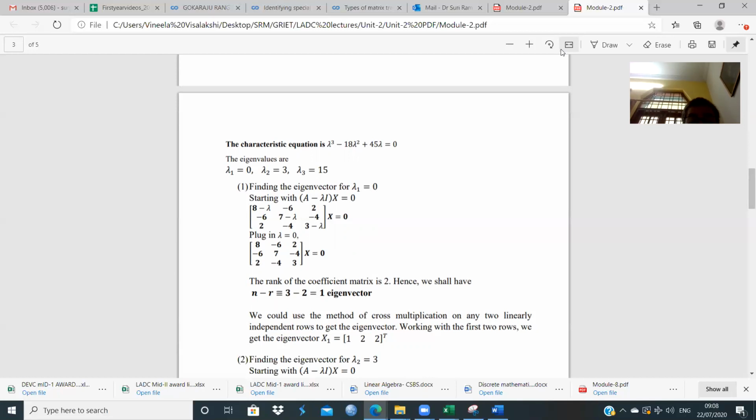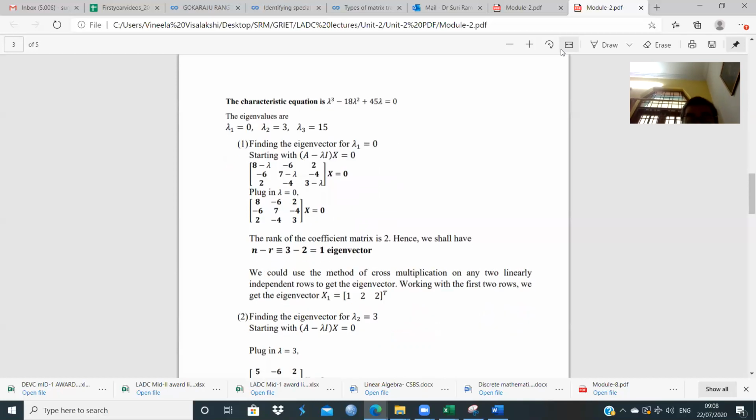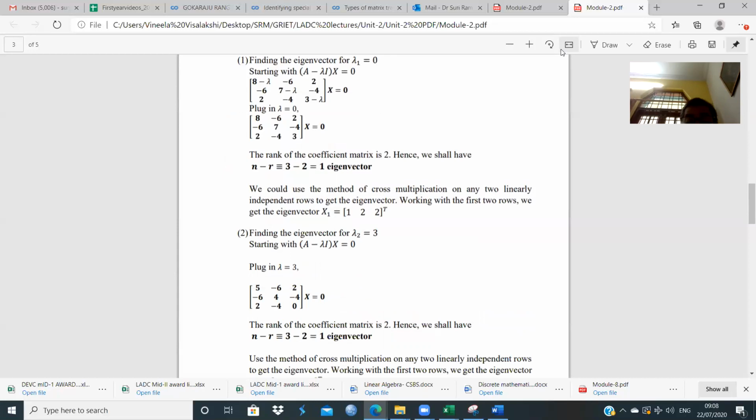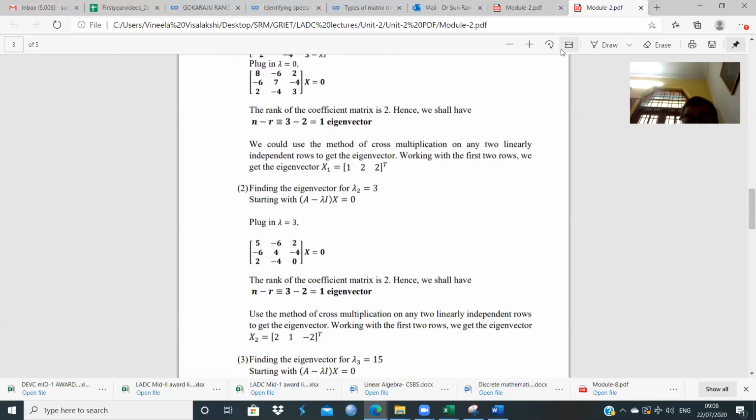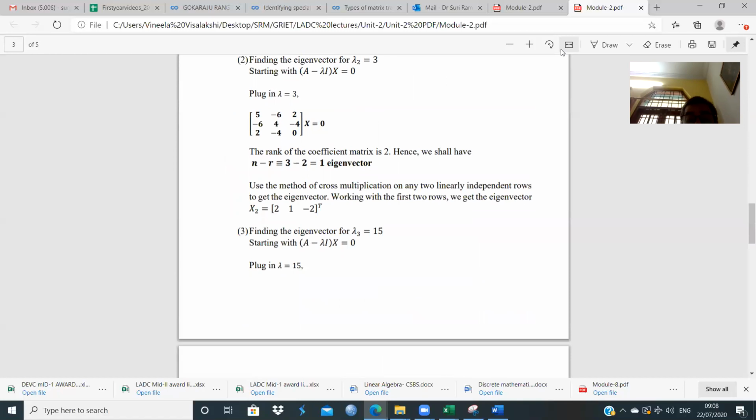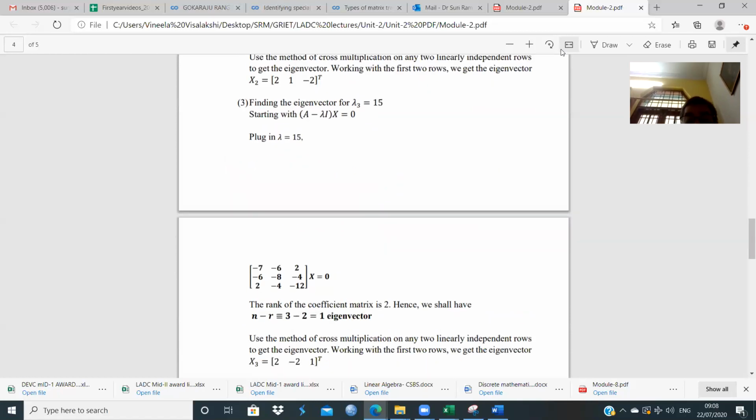And you could use the method of cross multiplication on any two rows which are linearly independent. And from school mathematics, you can easily do that. And we get the vector as [1, 2, 2] transpose. So this is the eigenvector corresponding to lambda is equal to 0. We repeat the same thing for lambda 2 is equal to 3 and lambda 3 is equal to 15. Because all of them are distinct, without any difficulty, you can build eigenvectors by selecting any two linearly independent rows and applying the method of cross multiplication.